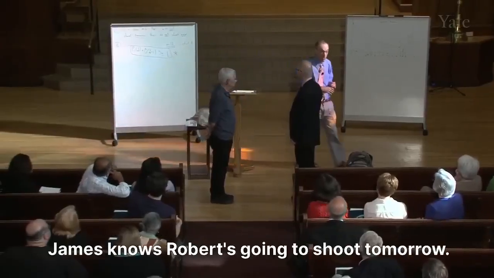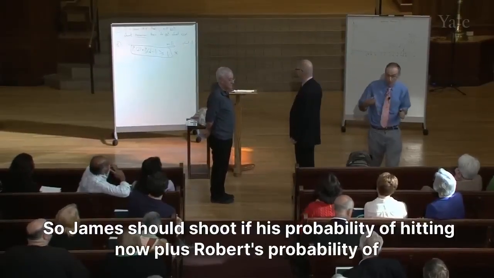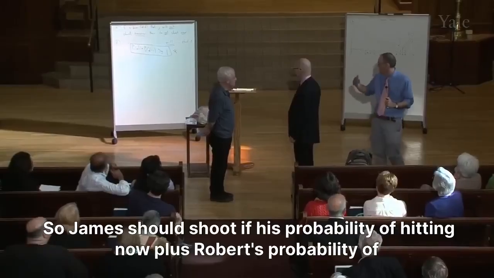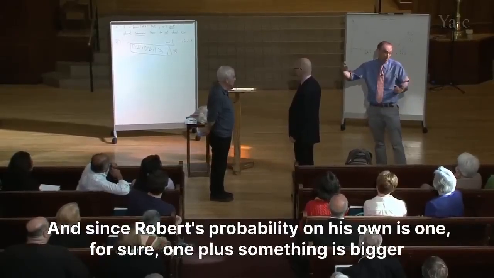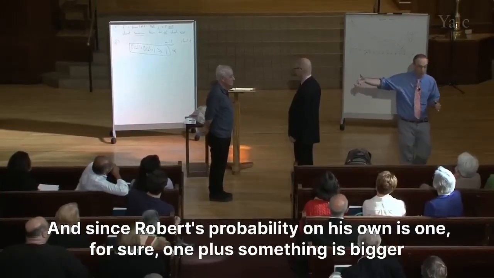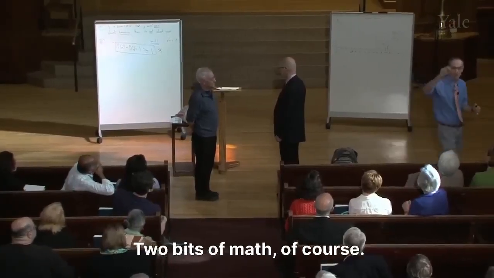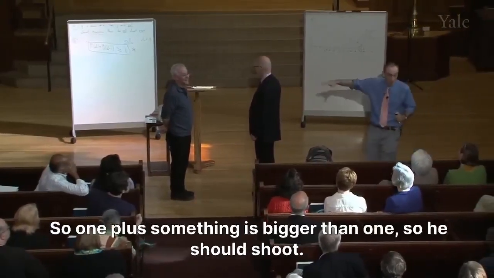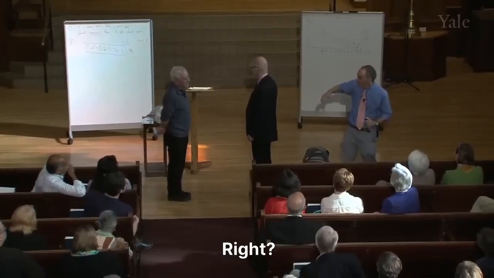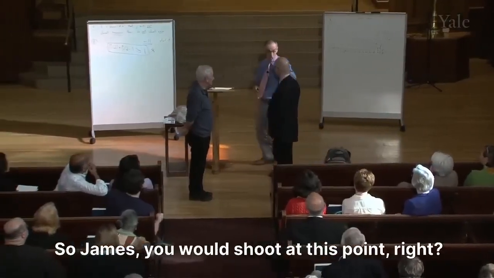James knows Robert's going to shoot tomorrow, so James should shoot if his probability of hitting now plus Robert's probability of hitting tomorrow is bigger than 1, and since Robert's probability on his own is 1, for sure 1 plus something is bigger than 1. Oh, that was another second bit of math, I lied. There were 2 bits of math in the course. So 1 plus something is bigger than 1, so he should shoot. Is that right? So James, you would shoot at this point, right?